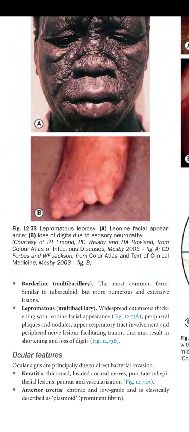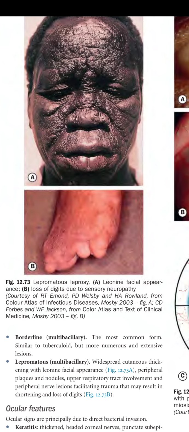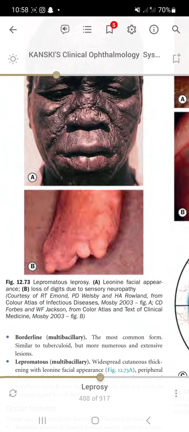Lepromatous, which is multibacillary, has widespread cutaneous thickening with leonine facial appearance. When there is a leonine facies, you can see in figure 12.73a the patient having a leonine facies, peripheral plaques and nodules, upper respiratory tract involvement, and peripheral nerve lesions facilitating trauma that may result in shortening and loss of digits, because the nerves are not working properly. So if there is trauma, you don't know, and it results in shortening and loss of digits.